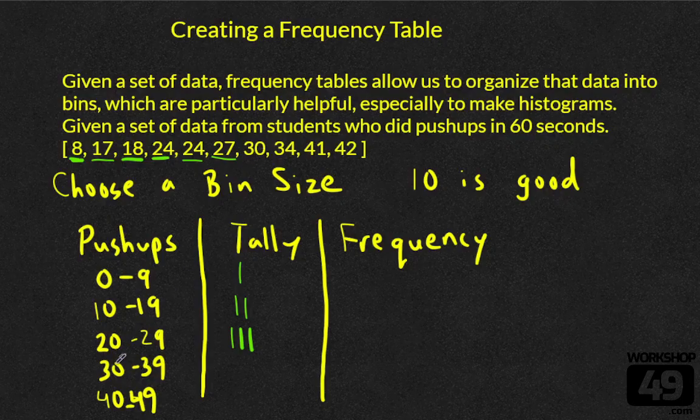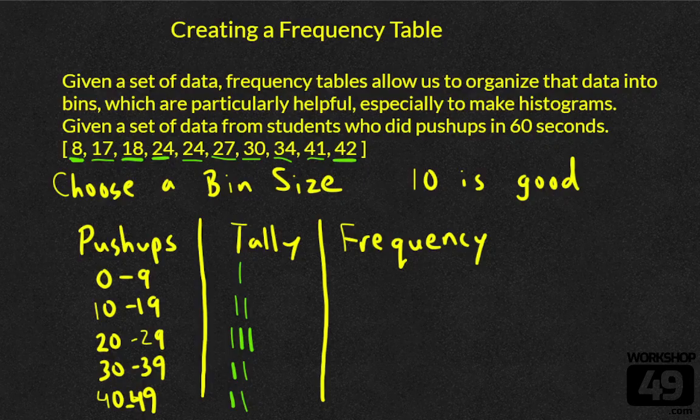Our 30 to 39, 1, 2, we have 2 more that go in here, and our 40 to 49, 1, 2, we have 2 more that go in here. And those are all of our tally marks, and I find that way easier than just trying to count them up and write the frequencies. This is a small set of data. We don't have a whole lot of numbers, so it's fairly easy to do small tallies.